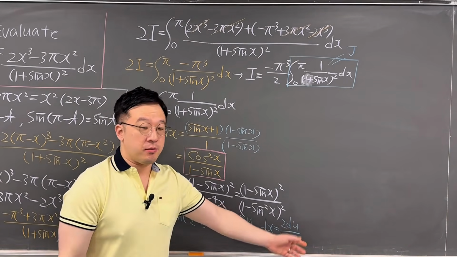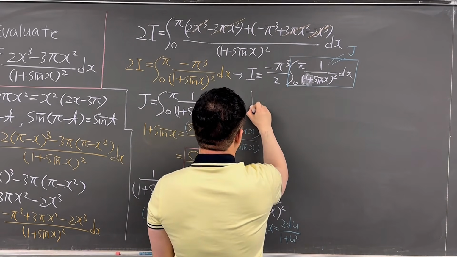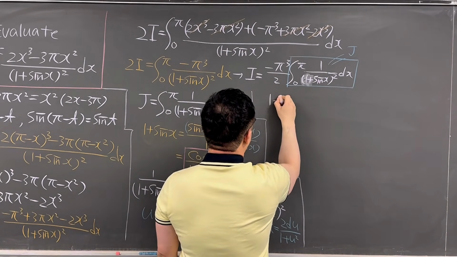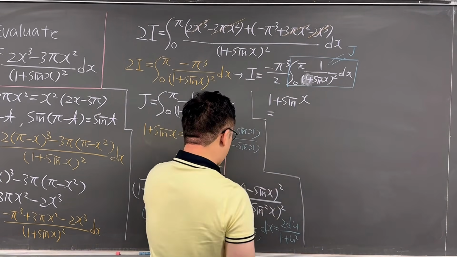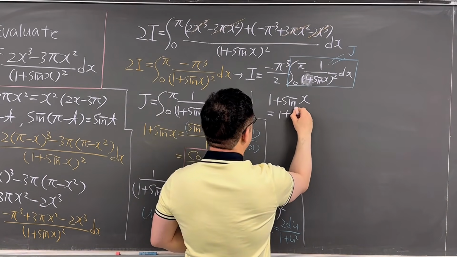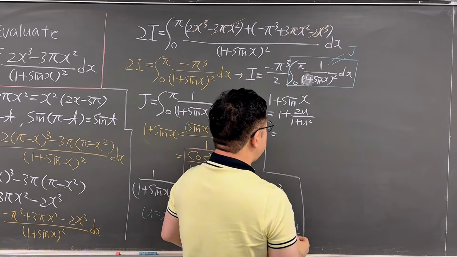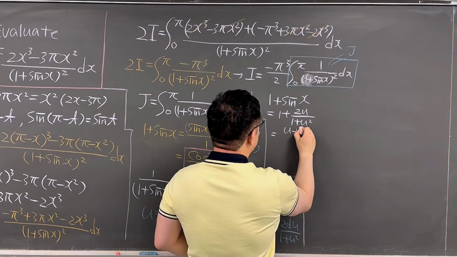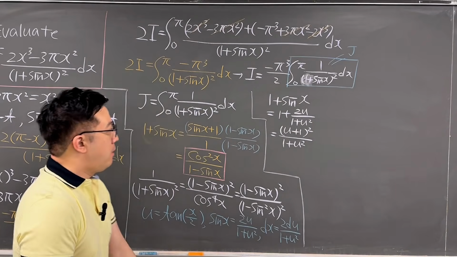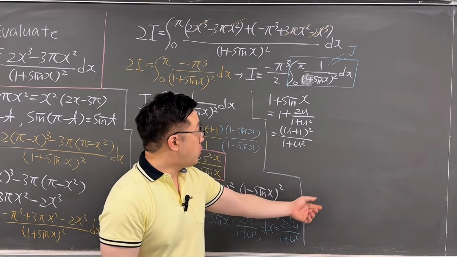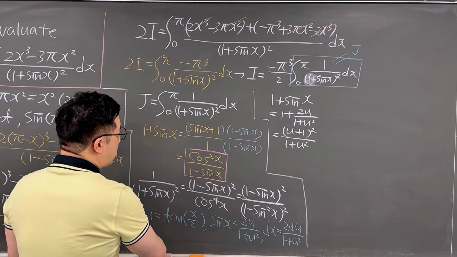So let's use this expression. Using this expression, we can have now 1 plus sine of x. This is going to be the same as 1 plus 2u over 1 plus u squared. That's going to be the same as (u plus 1) squared over 1 plus u squared. So (u plus 1) squared over 1 plus u squared is what we have for this 1 plus sine of x, and then dx over (1 plus sine of x) squared.